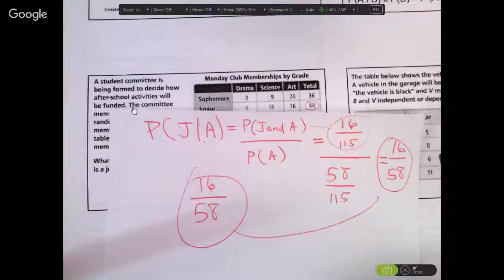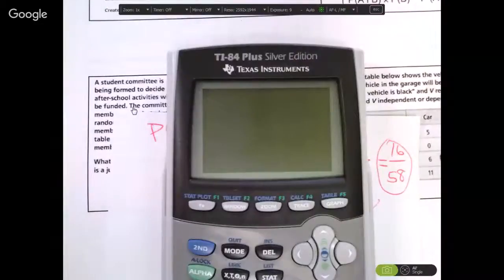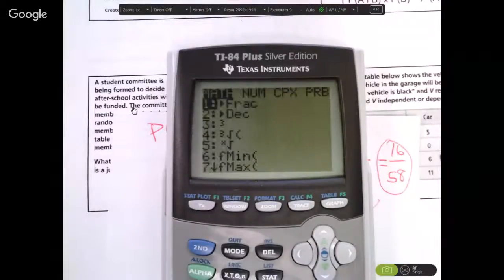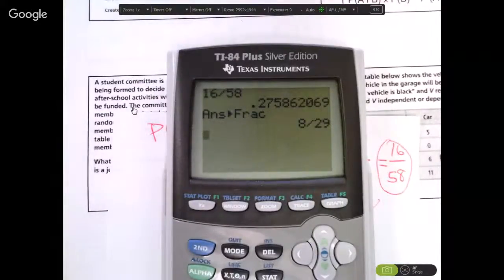Okay, so how I would do this, because I don't like to do that simple math in my head, I just want to put it in the calculator and let it go. 16 divided by 58, and then I can hit math, fraction, and it just spits out the answer, 8 over 29.